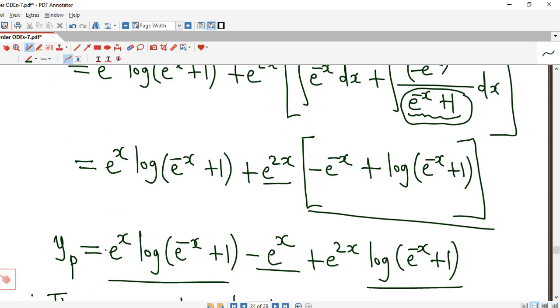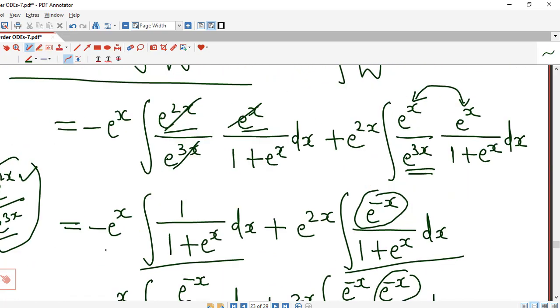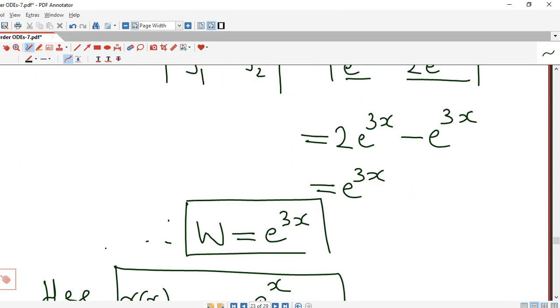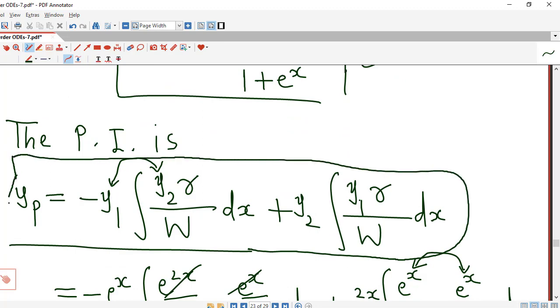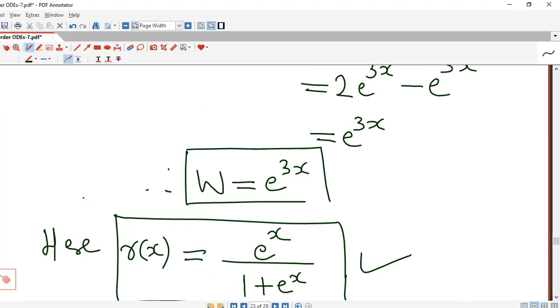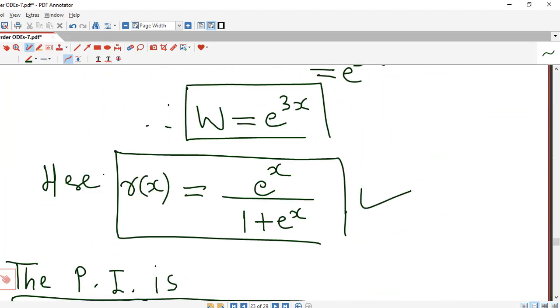So in this way we can find the general solution using the method of variation of parameters. All we have to remember is this formula, and we have to find the Wronskian of the two functions in the complementary function. So this is all about this session.